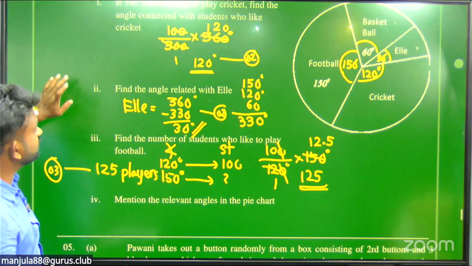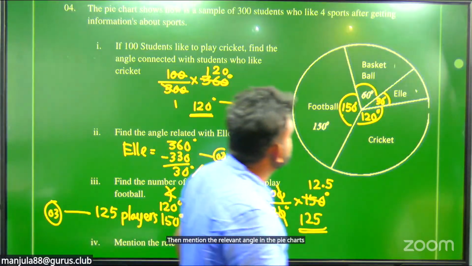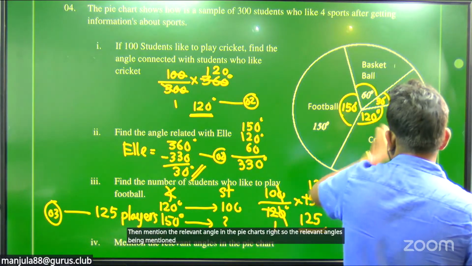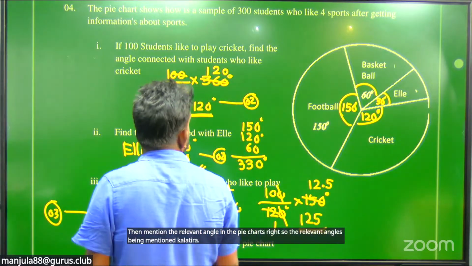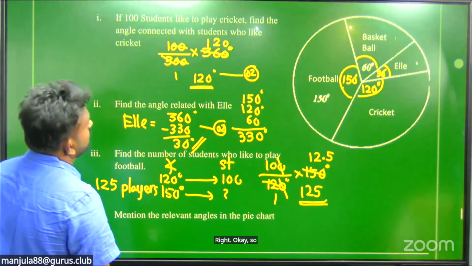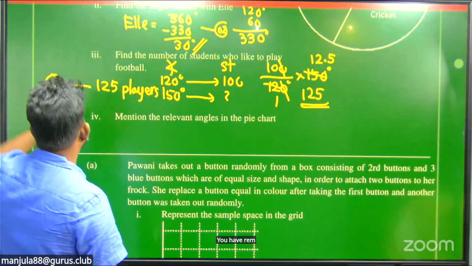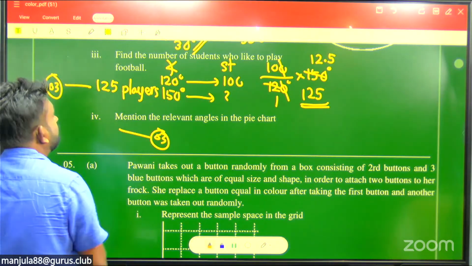Then mention the relevant angles in the pie chart, right? So the relevant angles are mentioned. We have mentioned every angle. So for that one, you have 3 marks, the balance. Relevant angles we have mentioned.